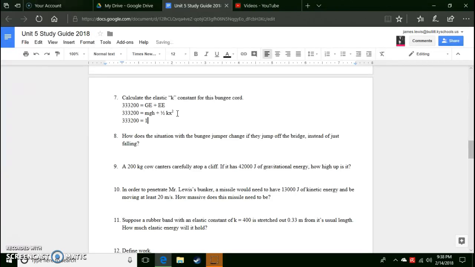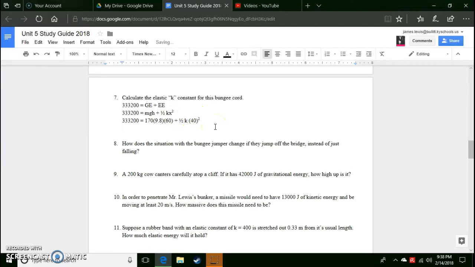33,200 equals 170 is my mass, 9.8 is my gravity, my height is 60, plus 1/2 k, we don't know, and then x is going to be that 40-meter mark squared. So now we just do algebra again. If it's all the same to you, I'm just going to work out the answer here on my calculator just to save us some time. So 170. I'll talk through what I'm doing, but I'm not going to actually type it. 170, because I believe that you all can figure out the algebra or talk to somebody who can show it to you. So 170 times 9.8 times 60.